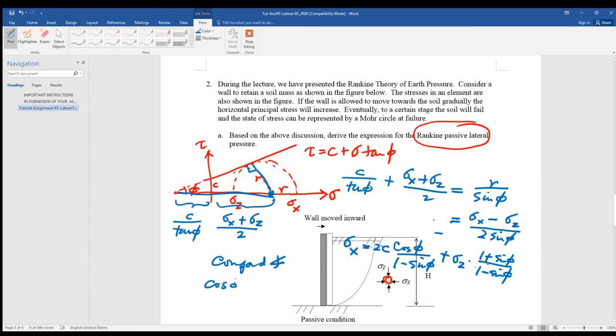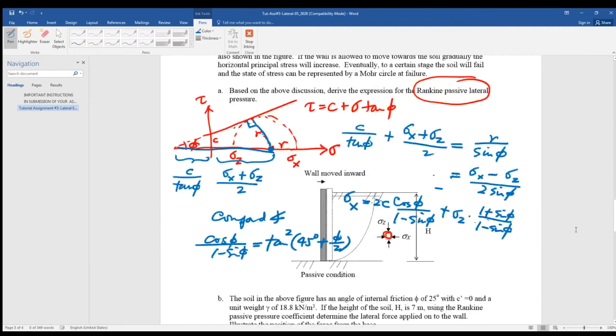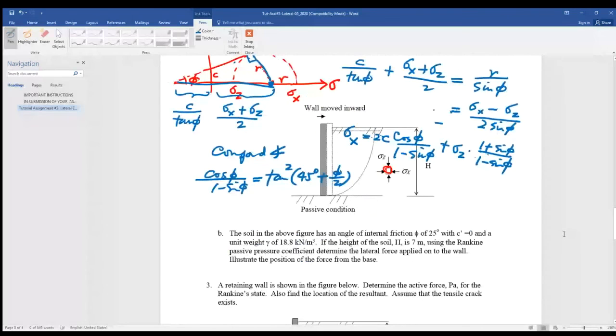Cosine phi over 1 minus sine phi is equal to tangent 45 degrees plus phi over 2. So you put it back, you will come up with the final equation. Now I will leave it to you. That will give you what?